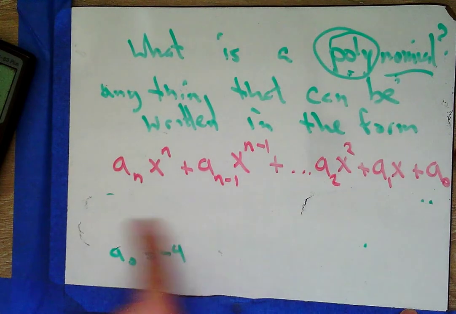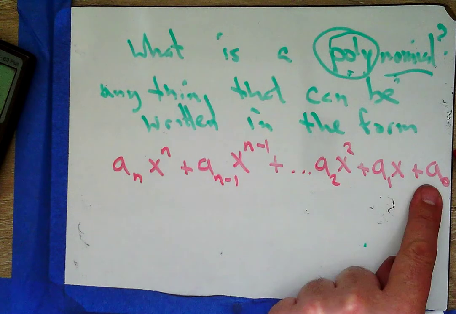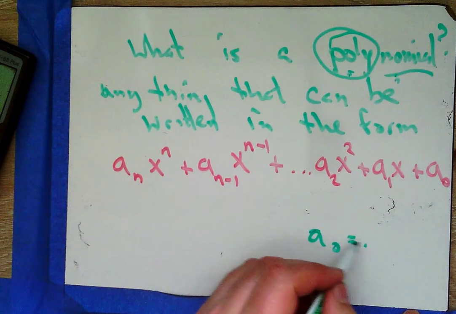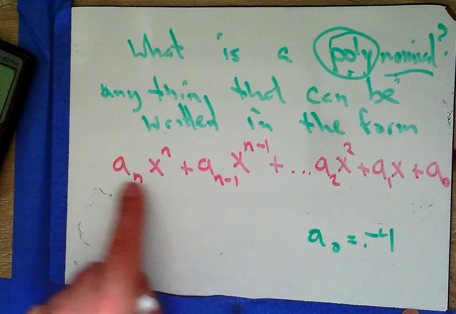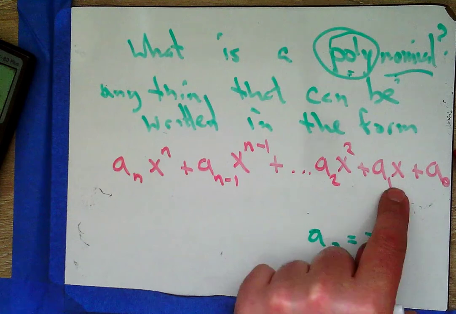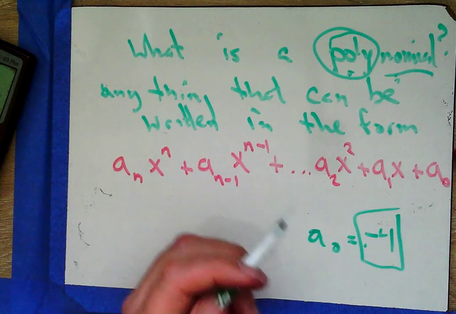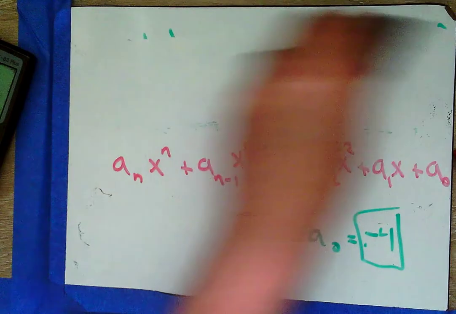Well, what happens if I make all these coefficients 0 except this one? And I said, well, let's make a sub 0 equal to negative 4. These would all disappear because they would be 0 times something, and the only thing I'd have is that. So it turns out a polynomial can, in fact, have one term to it. What can't a polynomial have? Well, we said it had to be written in that form.